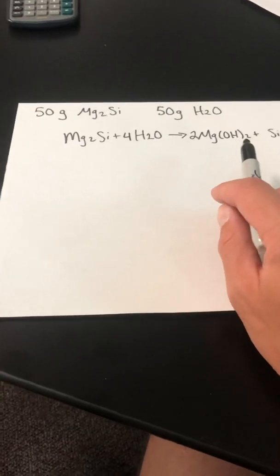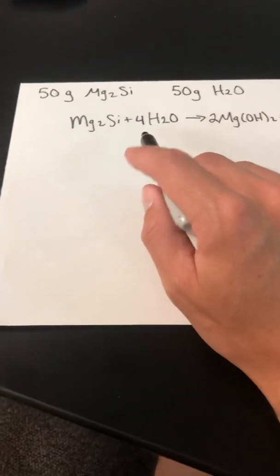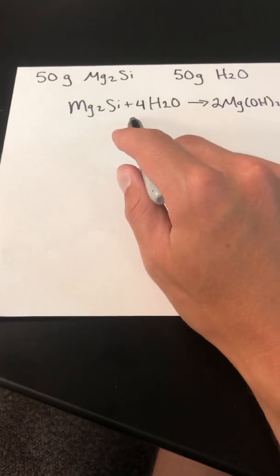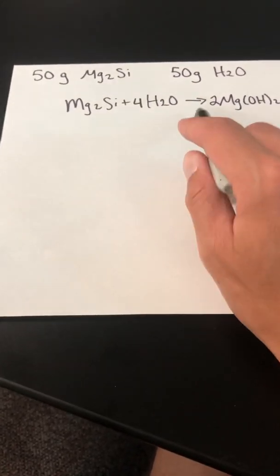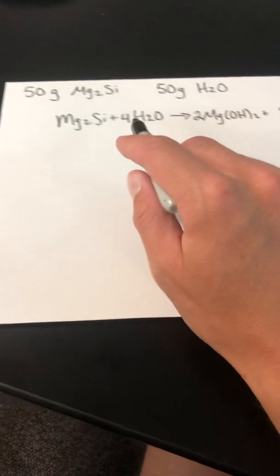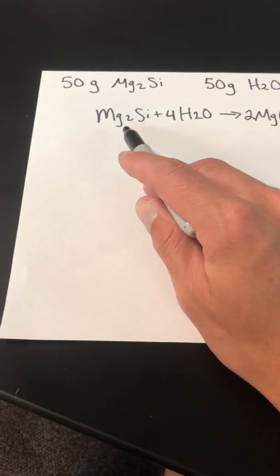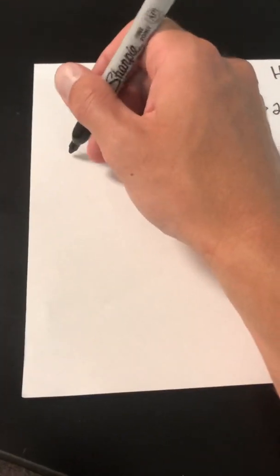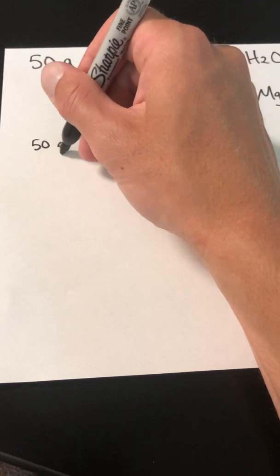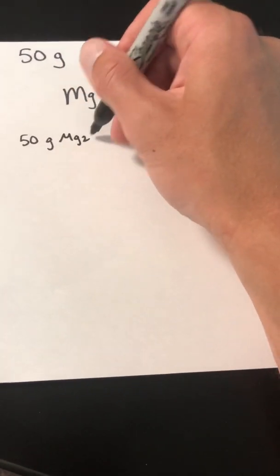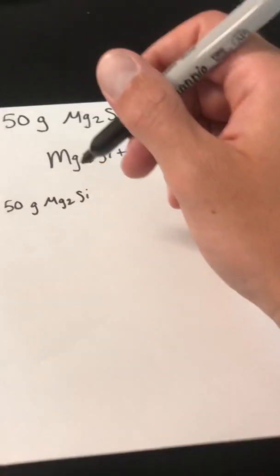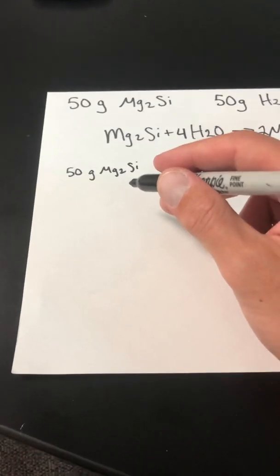So the first thing I'll do is start with either of my reactants. Remember, reactants are on the left side of the arrow, and our products are on the right. So I choose one of my reactants to start with. I'll go ahead and start with my Mg2Si here. I've got 50 grams. So I start out with writing my grams of one reactant, and I'm gonna change that from grams to moles. To change from grams to moles, I have to use my molar mass.